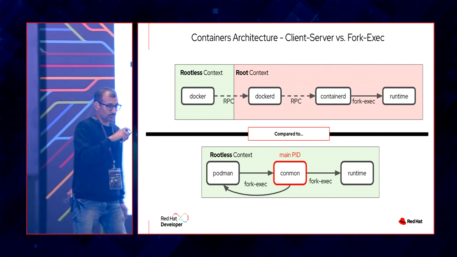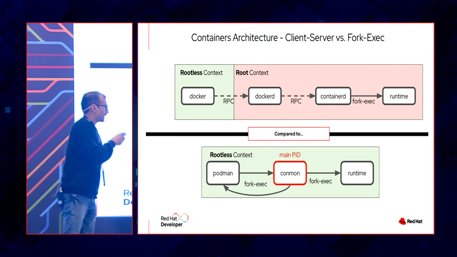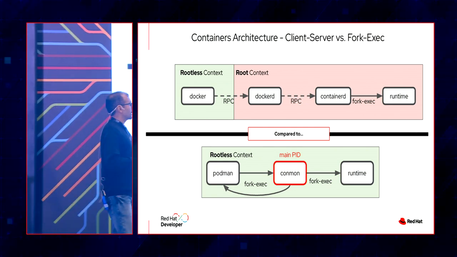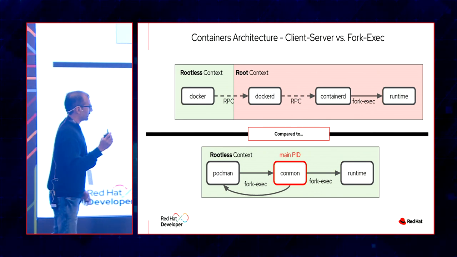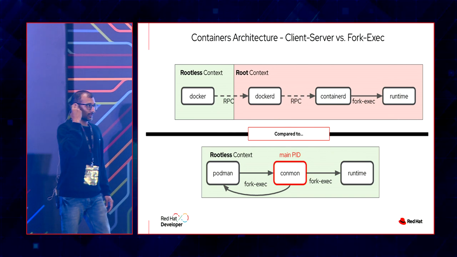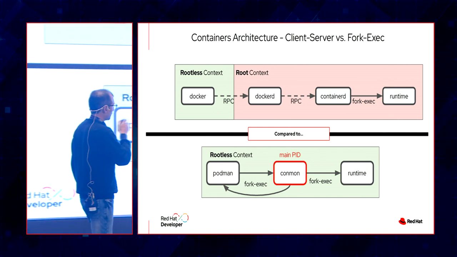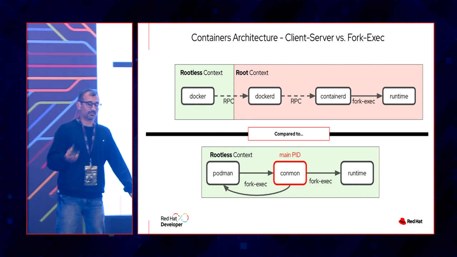But in the rootless context, which is actually how Podman runs, it's a fork/exec method. For every Podman command we use, conmon is just a very small process, which is the main PID that is running, and it execs that particular command, and with the fork, you can have whatever result you want.